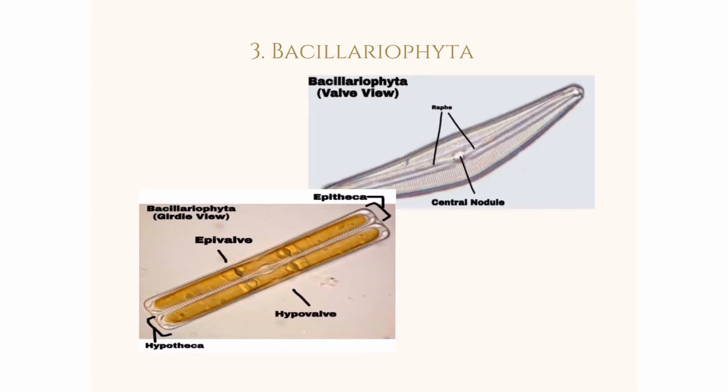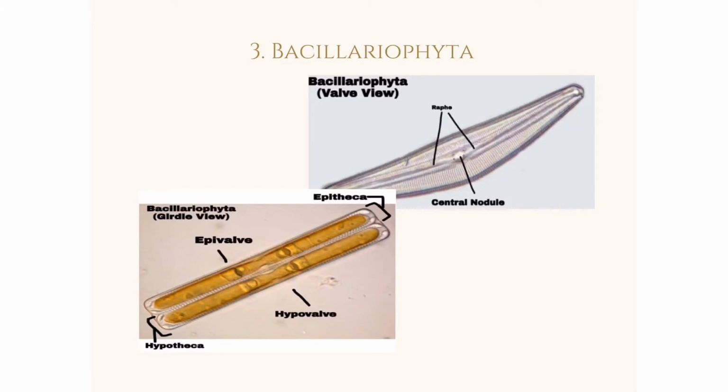So diatoms have two different views. We have the valve view and then the girdle view. The valve view means when you look at the diatoms from an upward angle, which is where the two structures that I mentioned are viewable. And then the girdle view is when you view the diatom from the side, like a horizontal view. So you have the epivalve and the hypovalve, the epitheca and the hypotheca.